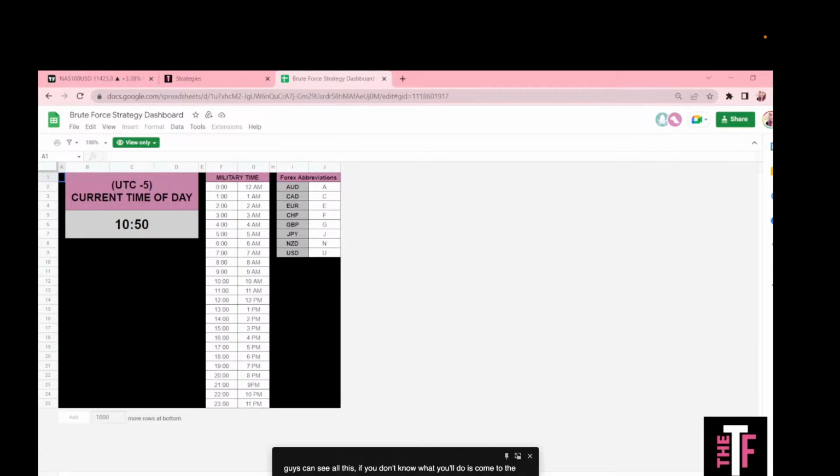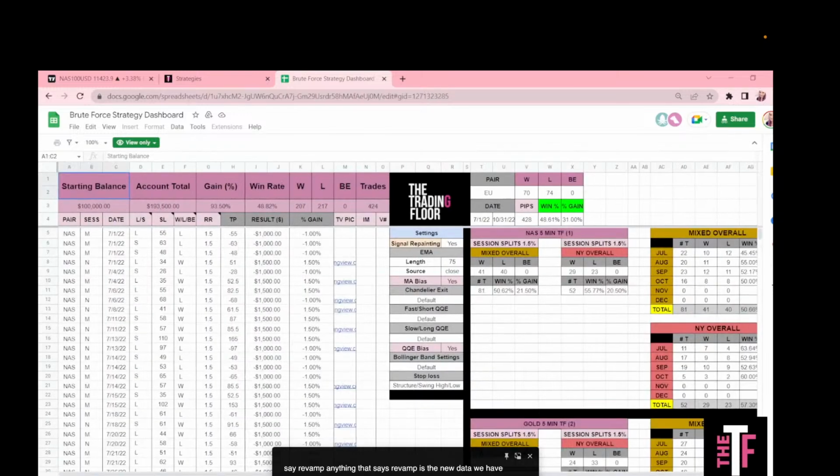Come to your bottom here, and what you want to click on is the ones that say revamp. Anything that says revamp is the new data we have collected. So there is NAS 1 minute, there is gold 5-minute, and then there is DAX 15-minute. These were the ones that you guys had asked for. So we have a New York pair here. Gold we had tested during New York, and then DAX was during the London session as well. So you will see that there's a little bit of everything.